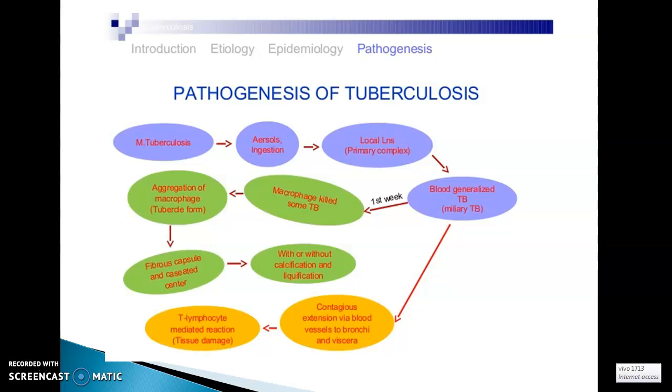Then some of the organisms entering the alveoli are taken away by the phagocytic cells to other parts of the body through the bloodstream, and this is responsible for the development of additional sites of infection in different parts of the body. So after multiplication in the alveolar macrophages, they produce a small lesion in the lungs. The primary lesion in tuberculosis is called the Ghon focus.